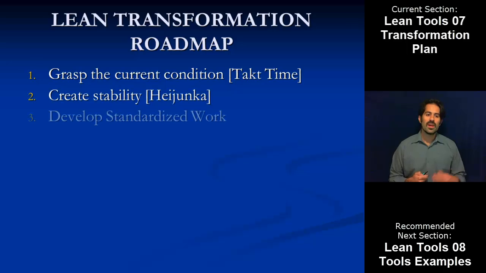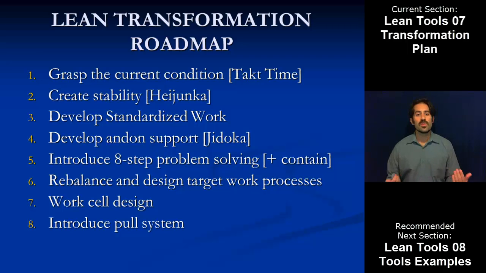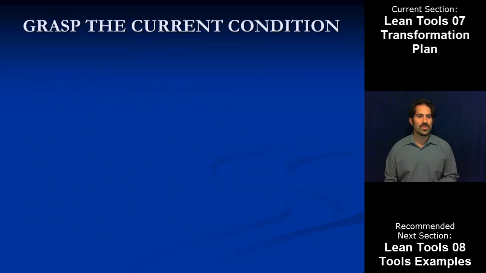And so this actual roadmap, there's a couple steps that go into it that we're going to walk through. The first one is grasping the current condition. Then we want to create stability. We want to develop our standardized work, deploy our ANDONs. We want to make sure that we've at least introduced problem solving after we've put ANDONs in place. Then we want to take a look at rebalancing and designing our work processes, looking at designing the actual work cells themselves. And then the last thing is introducing the pull system components to really tie everything together and provide the communication necessary for the entire shop floor to manage itself.